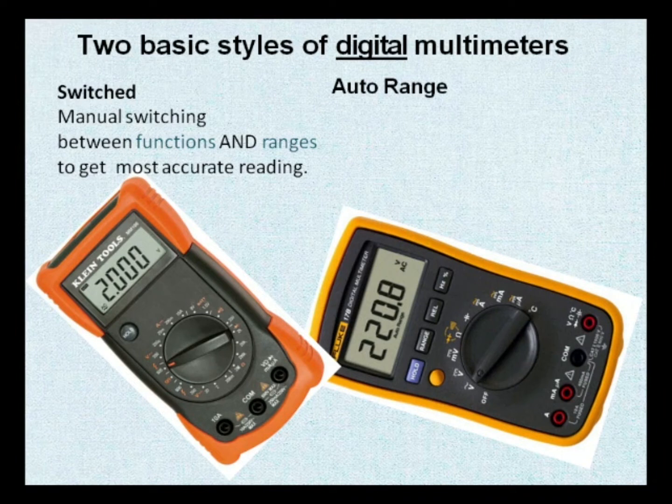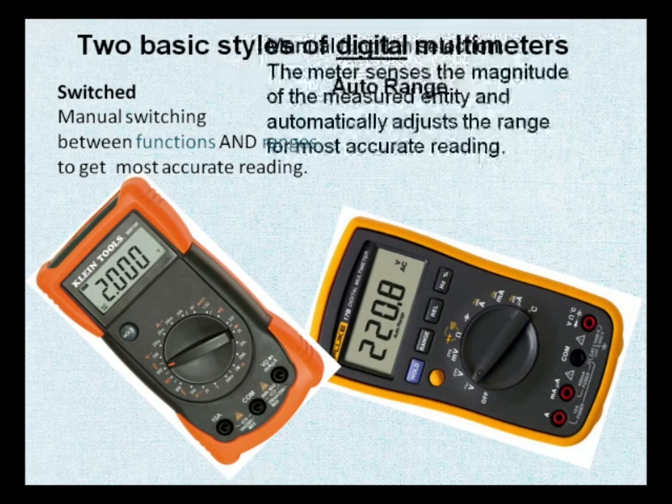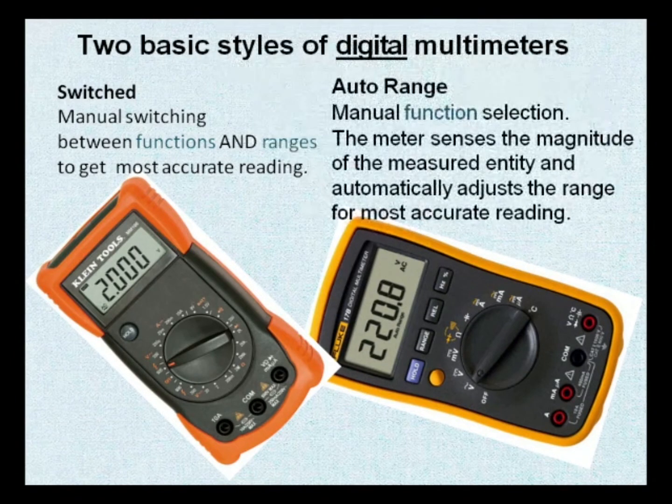So manual switching between functions and ranges. Function would be measuring voltage or measuring current or measuring resistance and so on, to get the most accurate reading. Now, for the auto range, manual function selection, you're just selecting voltage, current, resistance, or whatever, and you don't need to worry about the range. The meter is going to be so smart that it's going to give you the most accurate reading. And I'm going to show you tomorrow what exactly I mean by selecting proper ranges.